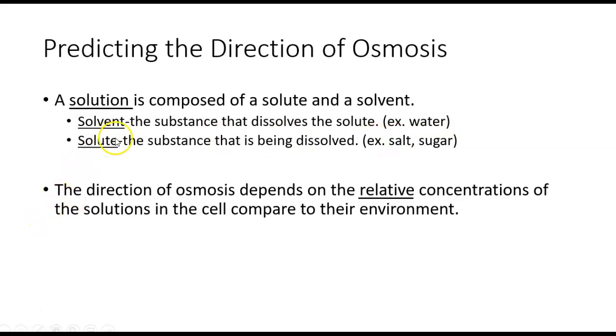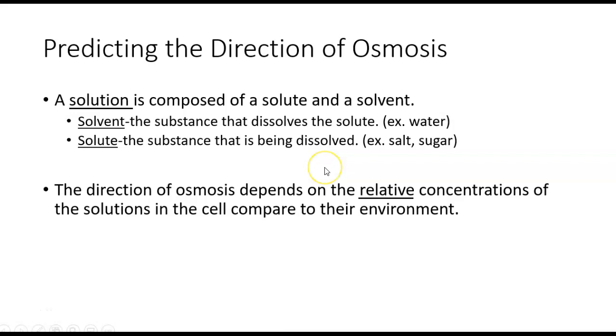The flavor packet and the sugar represent the solute. The solvent is the water. So the direction of osmosis is going to depend on the concentrations of the solutions in the cell compared to their environment. So it's based upon relative concentrations with respect to the environment.